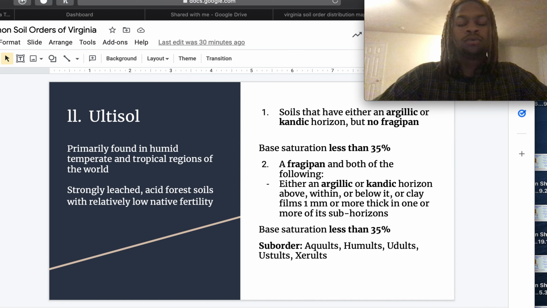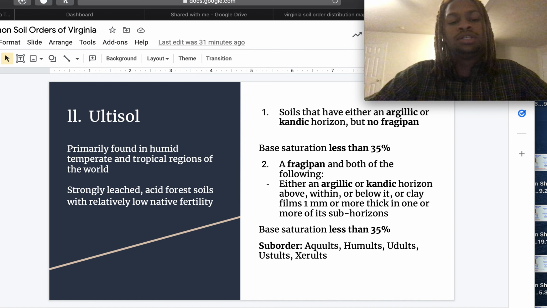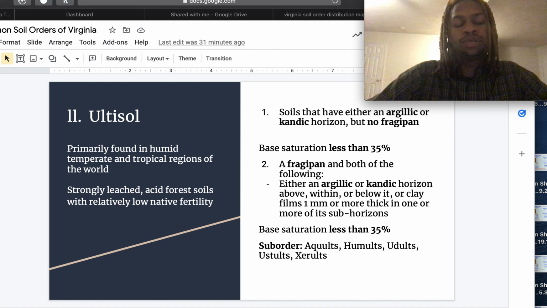The 5 suborders of ultisols are aquults, humults, udults, ustults, and xerults. These soils are primarily found in humid, temperate, or tropical regions around the world. These are strongly leached soils with relatively low native fertility.